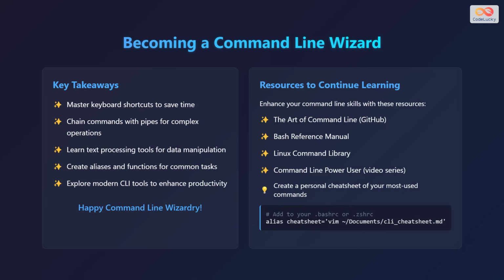To truly become a command line wizard, remember these key takeaways. Master keyboard shortcuts to save time navigating and editing commands. Chain commands with pipes to perform complex operations efficiently. Learn text processing tools like awk, sed, and grep for powerful data manipulation. Create aliases and functions for common tasks to reduce typing and improve consistency. Explore modern command line interface tools like tmux, fzf, and ripgrep to further enhance your productivity.